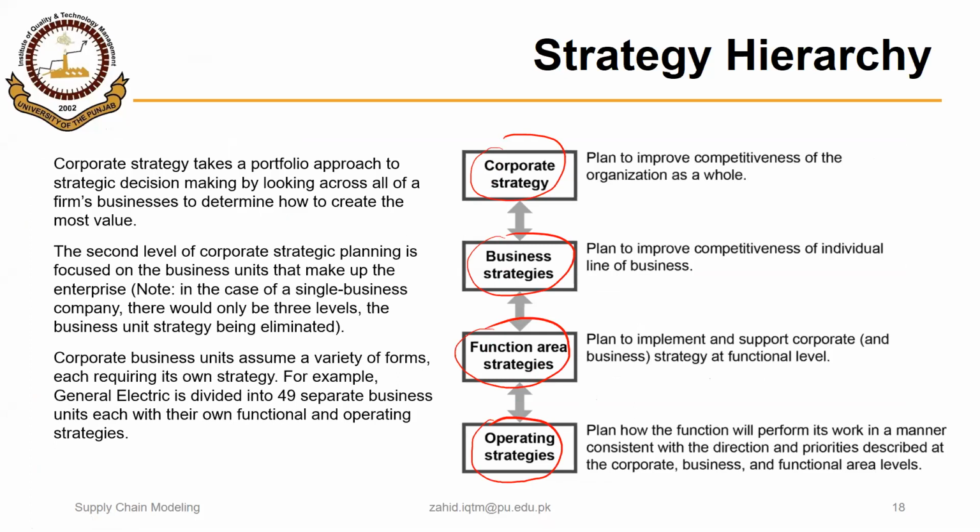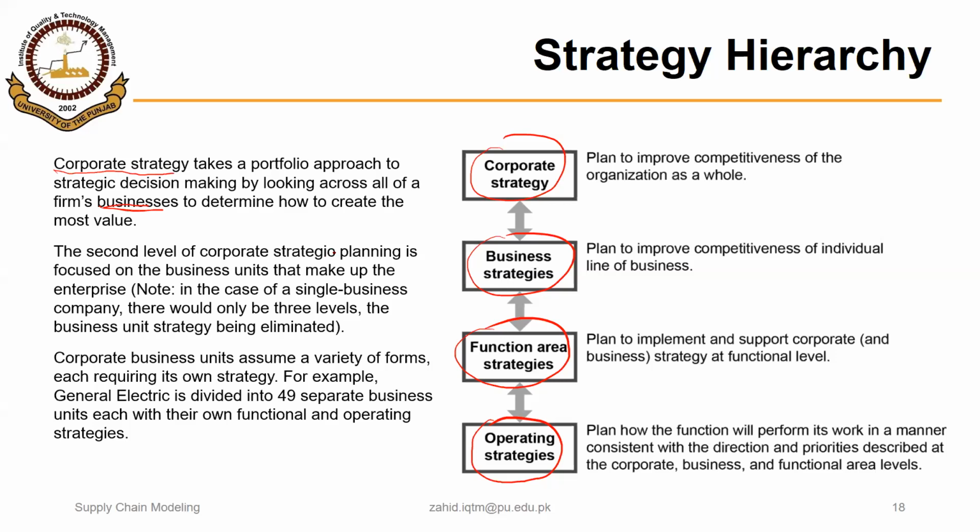So a corporation is actually a group of businesses. If a corporation has more than one business, it has a corporate strategy, and that drives the strategy for each business unit. And each business unit has different functions. Each function has its own functional strategy, and each function has its own operating or operation strategy as well. So corporate strategy, the top one, takes a portfolio approach to strategic decision making by looking across all of a firm's businesses to determine how to create the most value.